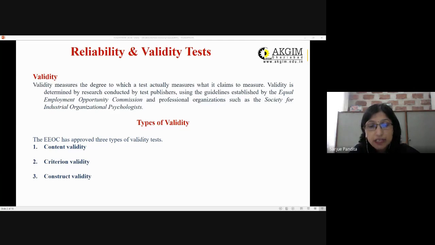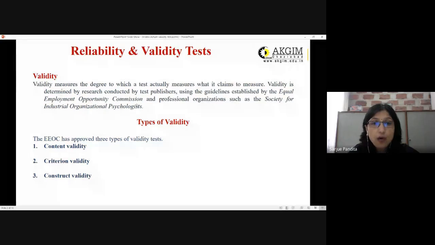So on the basis of that, you are trying to measure, you are trying to figure out whether the applicant will be able to match up with the expectations of the organization or not. So this is how validity goes on. Then once a test is valid, you need to check the reliability. Now, what do you mean by reliability?